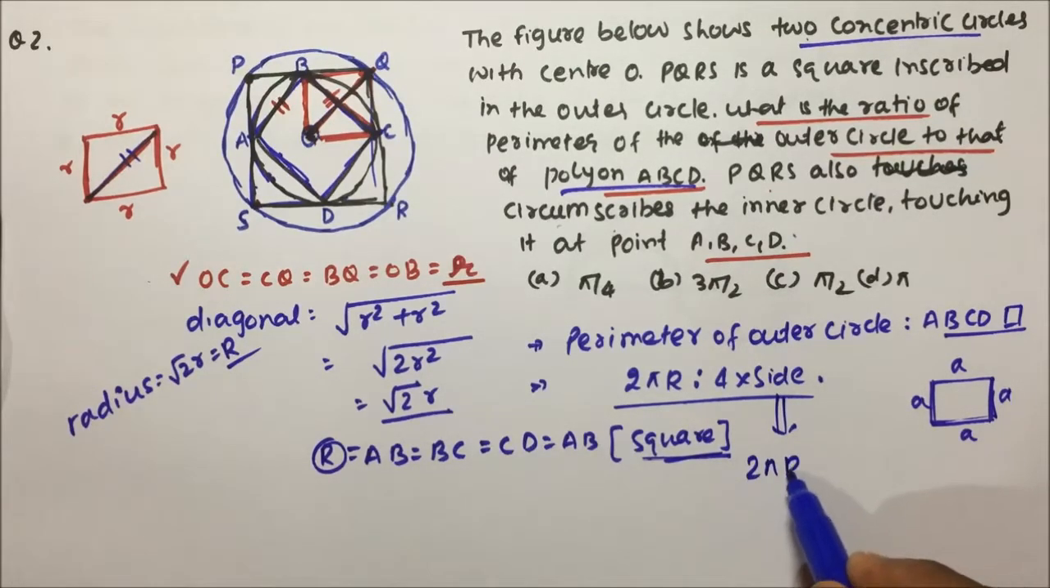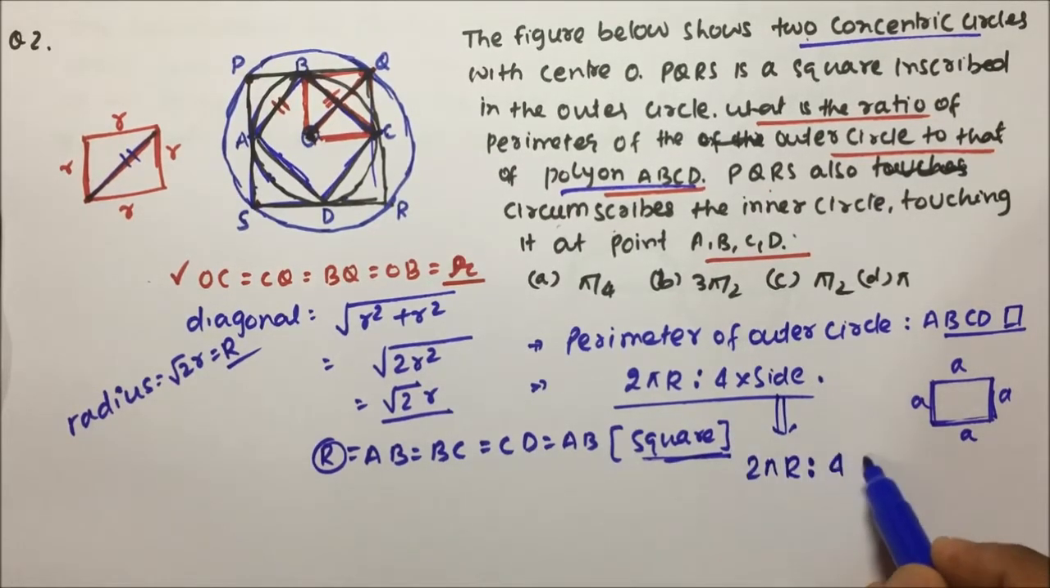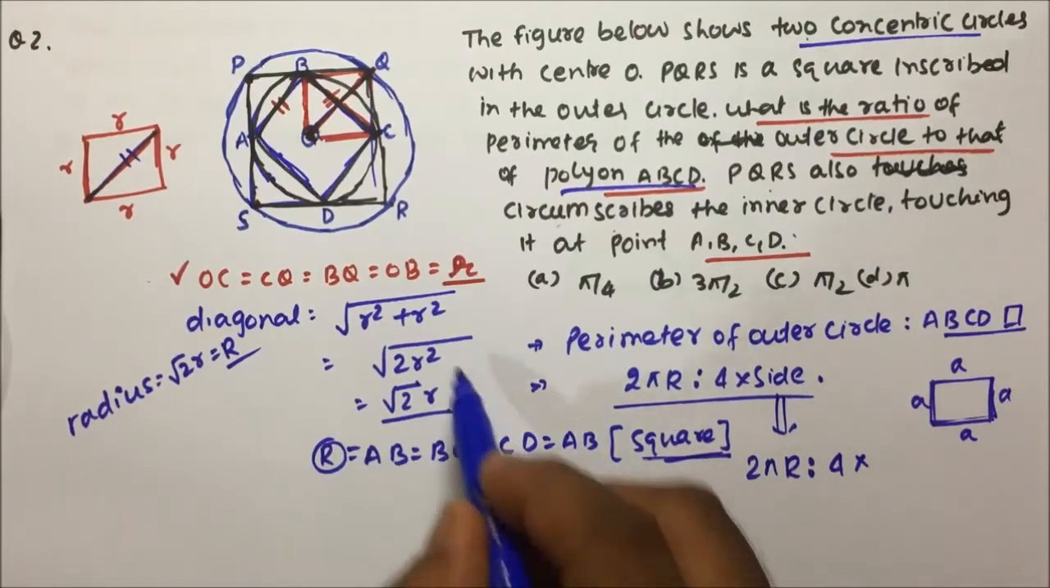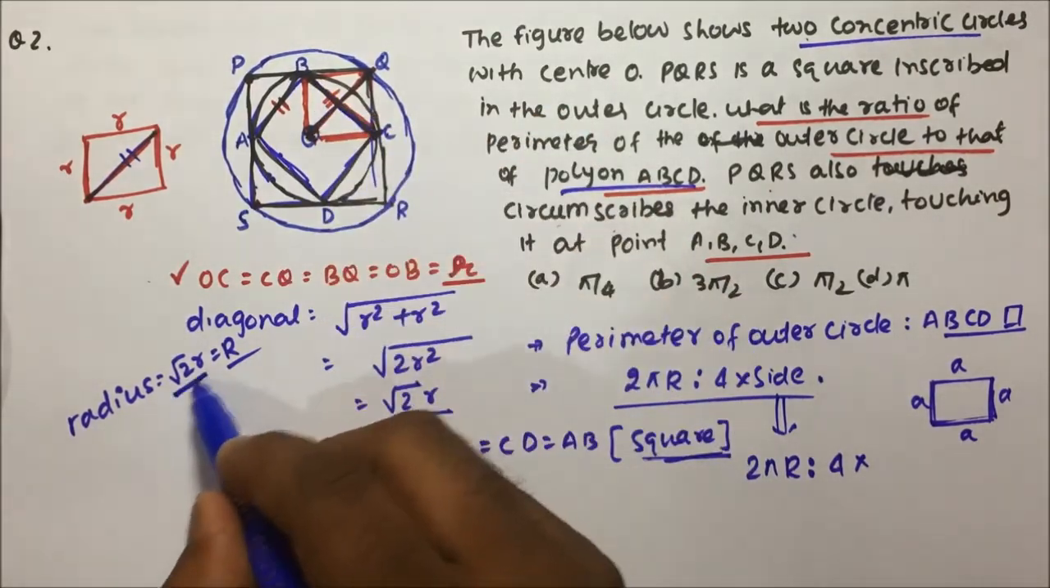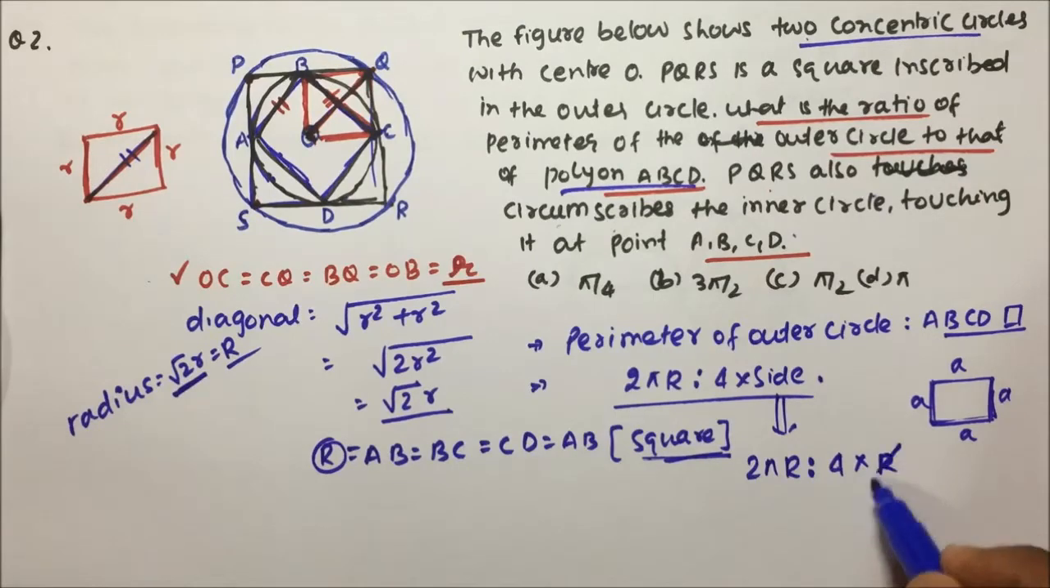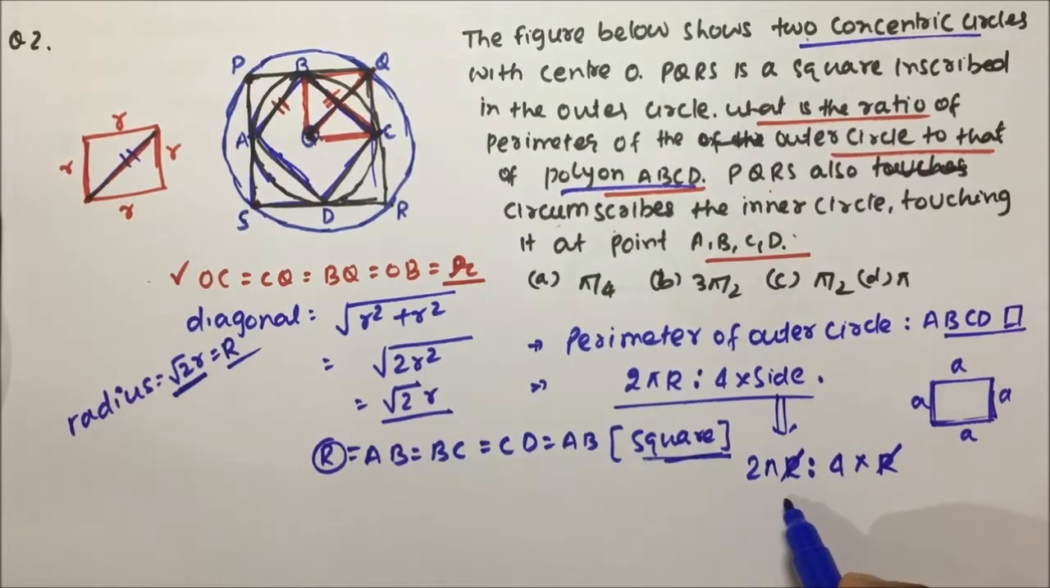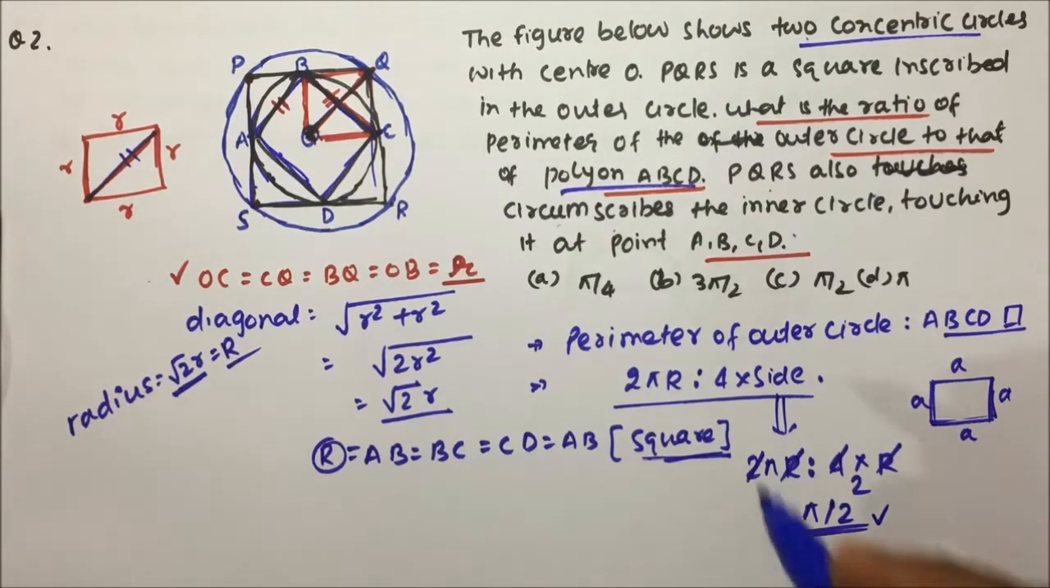2 pi r is to 4 into side. What is the side? The side, you can see, friends, is the same thing, root 2 r. So that is nothing but r cancels. So it will become pi by 2. So pi by 2 is the ratio, and option number C is the answer for question number 2.